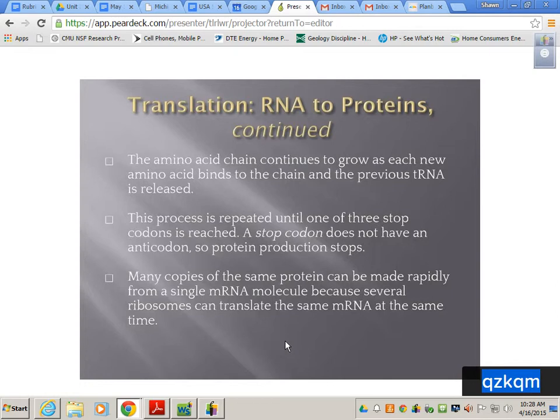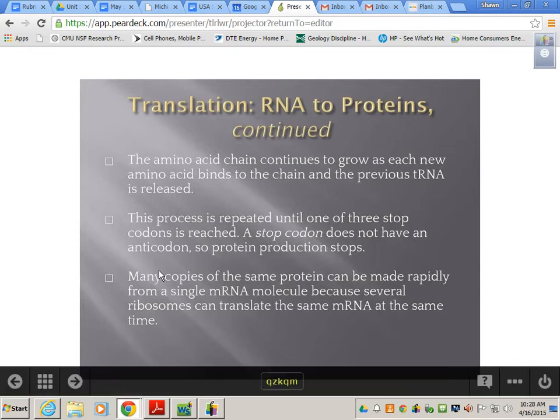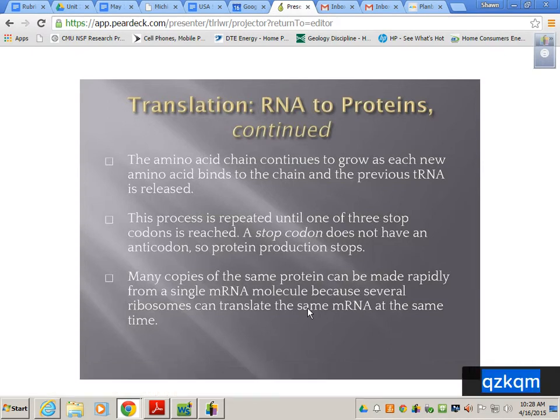So I know we talk about all these different little microscopic parts, but keep in mind, they're building you, right? They're building a structure like a muscle. So this process keeps going until you reach a stop codon, and again, that codes for nothing, so the chain is broken. Many copies of the same protein can be made rapidly from a single mRNA molecule because several ribosomes can translate the same mRNA at the same time.